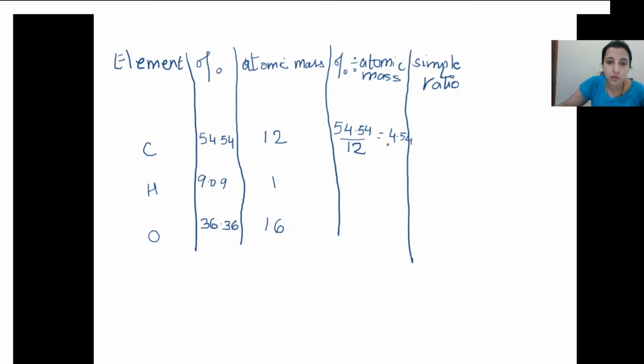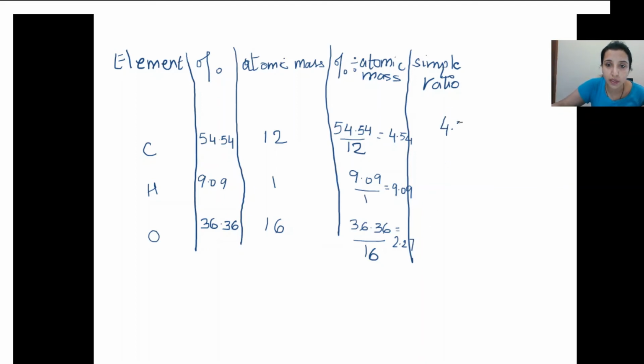4.54. Children, don't just be in a hurry in rounding off. Next, hydrogen comes out to be 9.01 divided by 1, and this comes out to be 36.36 divided by 16. 9.09 divided by 1 will be 9.09, and 36.36 divided by 16 will come out to be approximately 2.27. Now our next column is simple ratio.